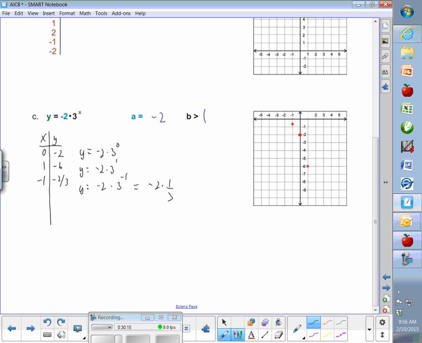Let me go one more. Let's do negative 2. Y equals negative 2 times 3 to the negative 2. So what do we end up with? Negative 2 times 1 over 3 squared. Negative 2 times 1/9. This is a negative 2/9. That's like right about here. Right? It's like right about there.